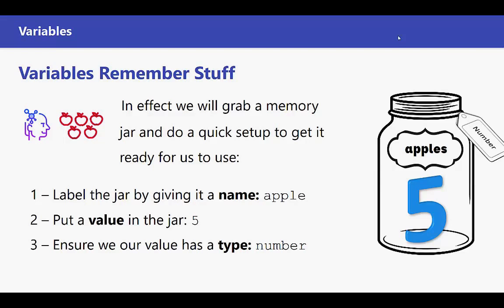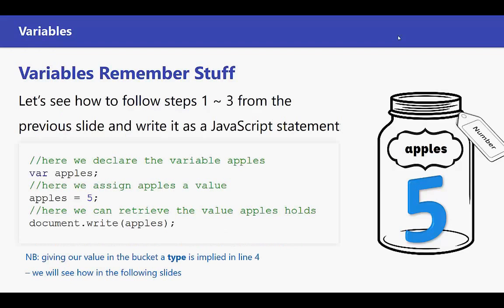So in this case, we need 5 apples. We slap the label apples on, put the number 5 inside, and now we've got a jar among all these other empty jars that says apples on it. Now you can only have one jar that says apples on it. So a variable can only have one name.